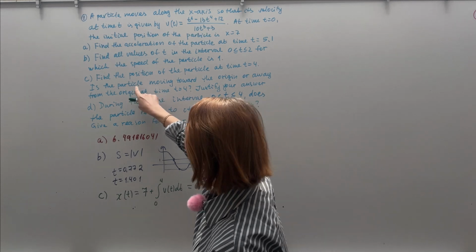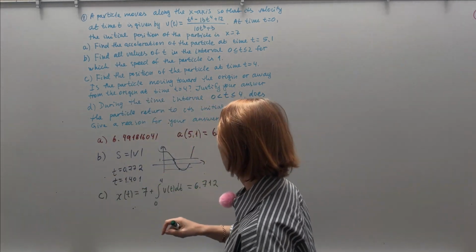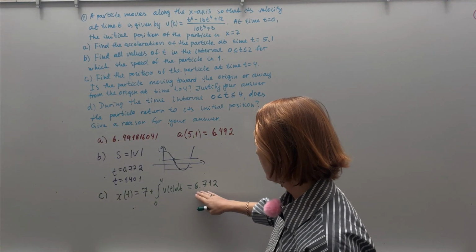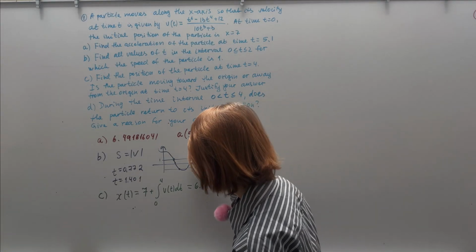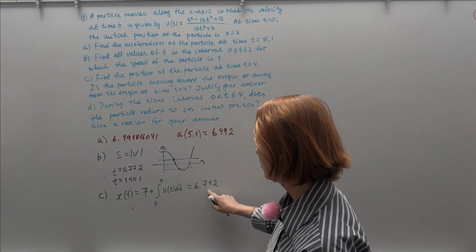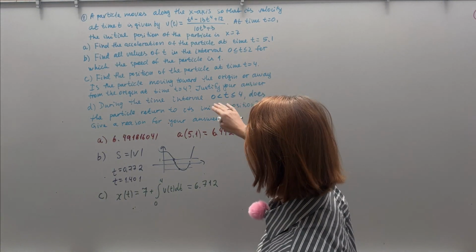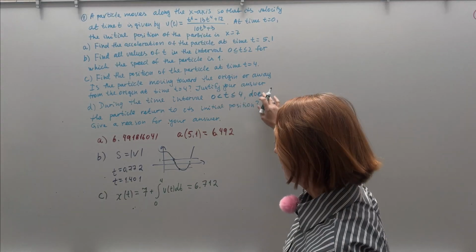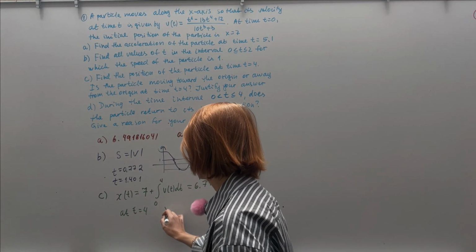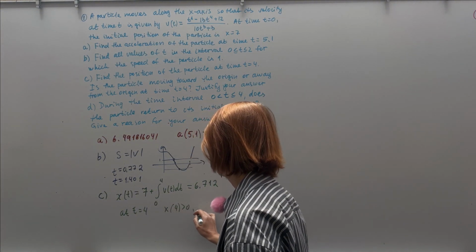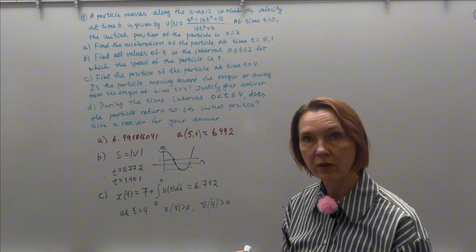To answer the second part of this question, is the particle moving towards the origin or away from the origin? At time t equals 4, the position of the particle is positive. At time t equals 4, from the graph, you will see that the velocity is positive. So the position is positive and the velocity is positive, which means that the particle is moving away from the origin. Justify your answer. How are you going to justify it? You're going to say that at t equals 4, x of 4 is positive, v of 4 is positive, therefore the particle moves away from the origin.